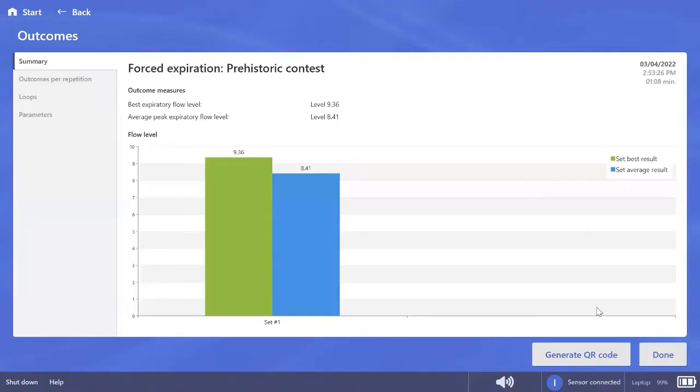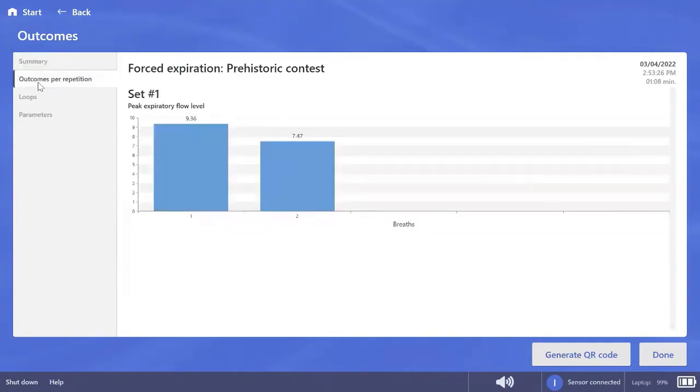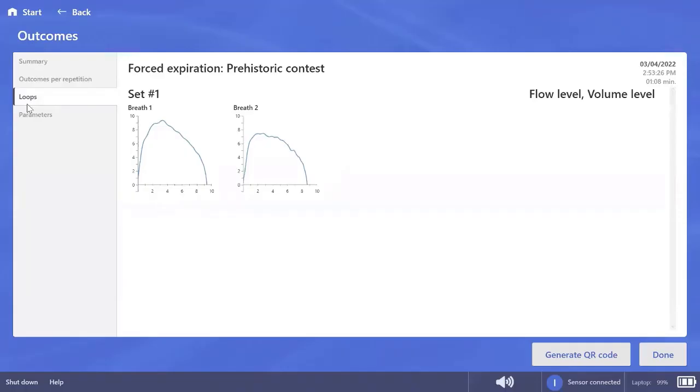Okay, so similarly to our diamond mine, we get the best expiratory flow and average expiratory flow here for the clinician to document and to show to the patient. Also the outcomes for repetition and our loops. So we can see the first couple of breaths had these nice, big, full loops, and that's what we would want our patient to shoot for.